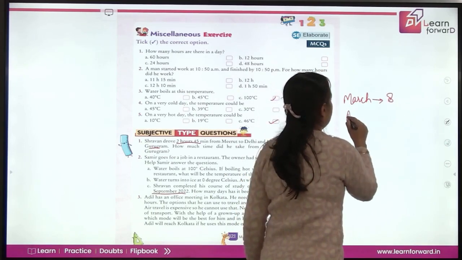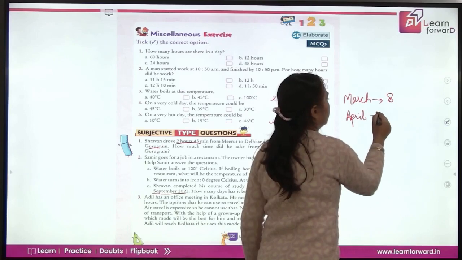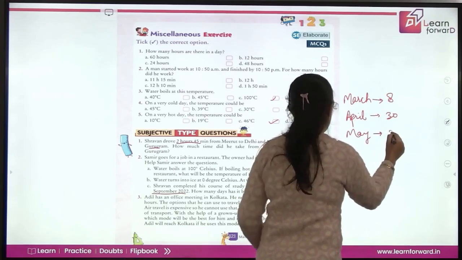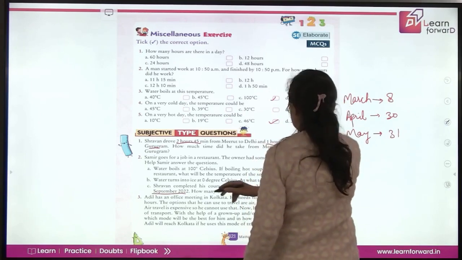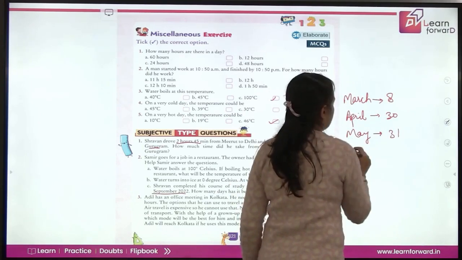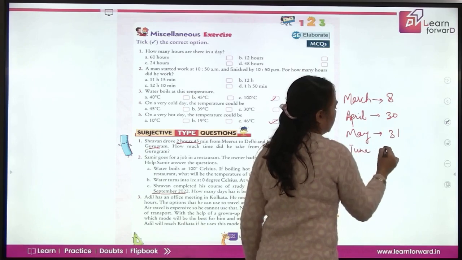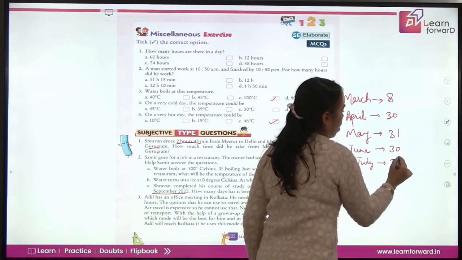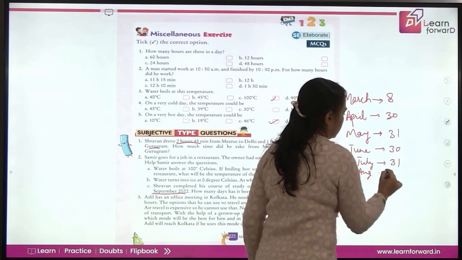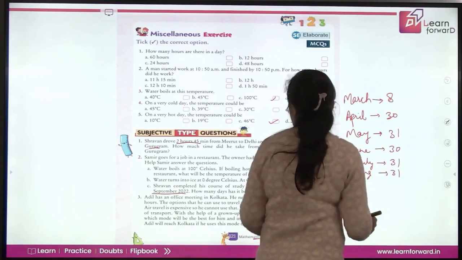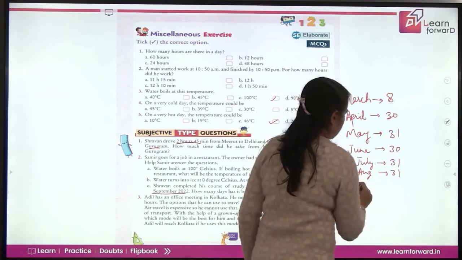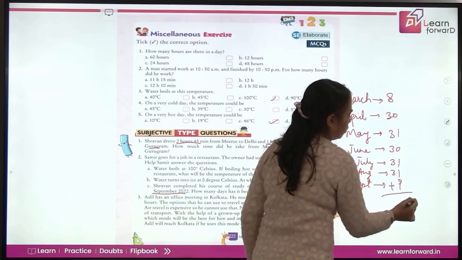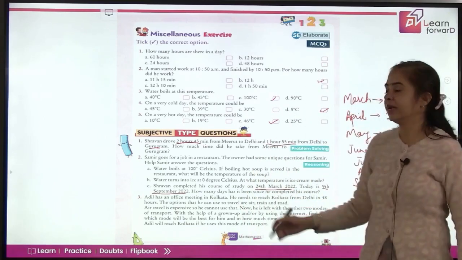Then in April, how many days are there? 30. And in May, 31. He is there till September 9th. Okay. Then June, 30. July, 31. August, again 31. And he is there till 9th September. That means only 9 more days of September. So you will add them all and get the answer.